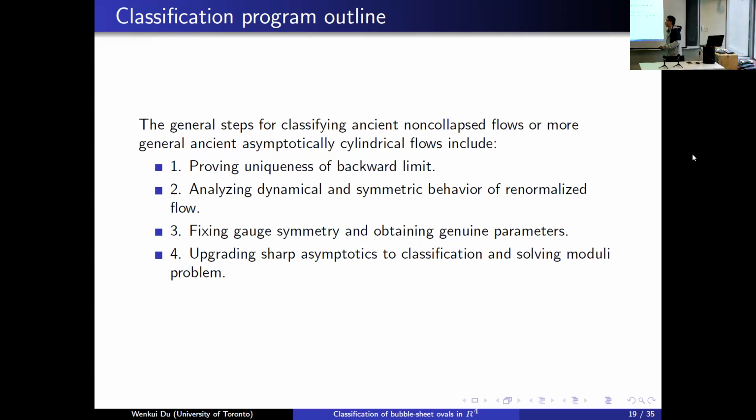Then the next step is that, if you have two ovals, they are in different positions, and you need to use some symmetry to first fix them into the same position. So we need to fix some symmetry. And the only freedom we get is the parameter which controls its geometric shape. And in the last step, we need to use the asymptotics in step 2 to upgrade the asymptotics to rigidity, or the classification. And also the last freedom will give the moduli, a coordinates map to the moduli space.